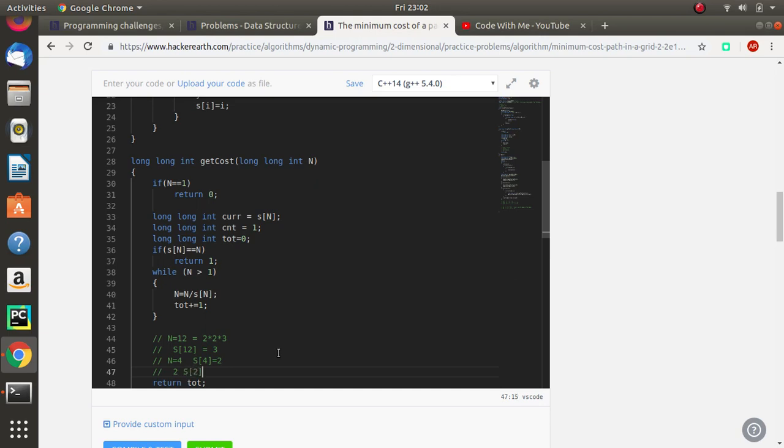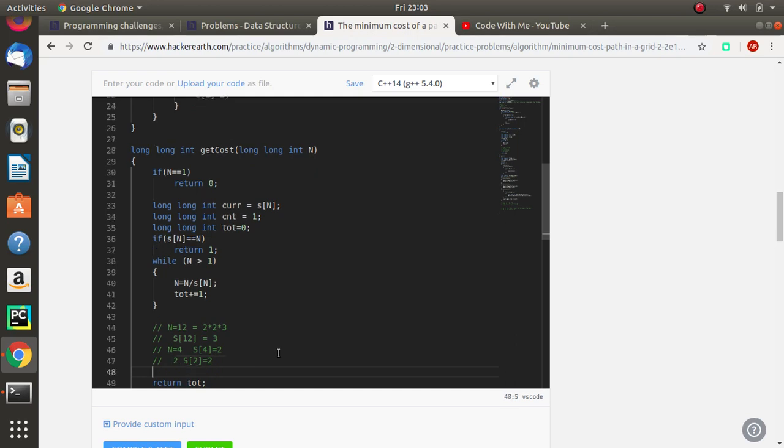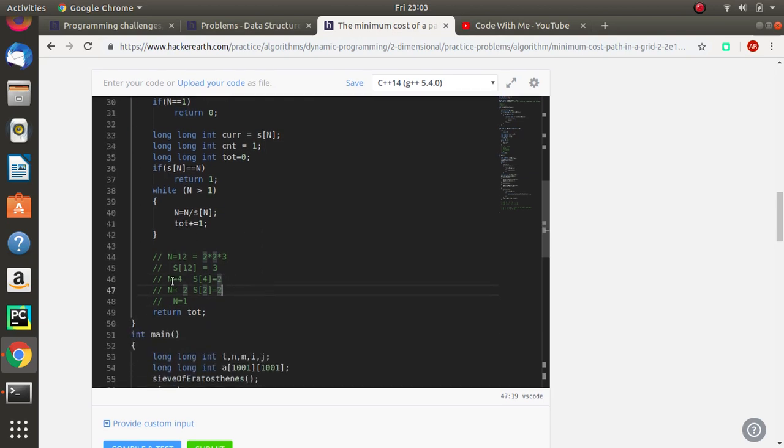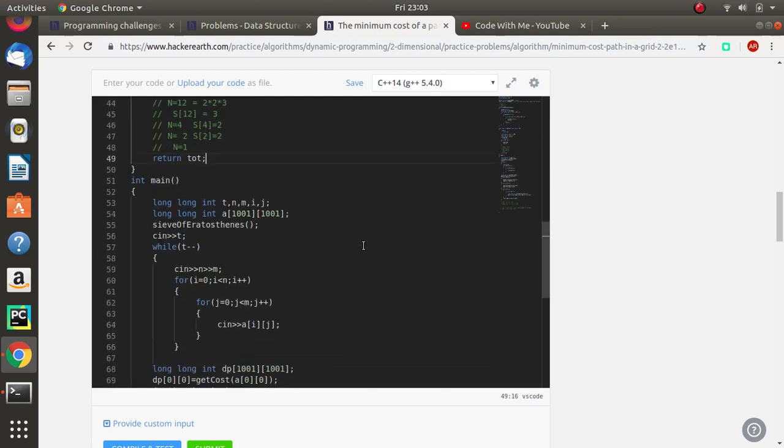Then s of 2 will be 2 itself, so this was n is equal to 2. s of 2 will be 2 itself, and now n is equal to 1. So if n is equal to 1, it will just break from here, and we have got the total number of steps as 3. In this case, first we divide by 3, then we divide by 2, then we divide by 2. So there are a total of 3 steps, and we will return that number of steps. So that will be the cost.